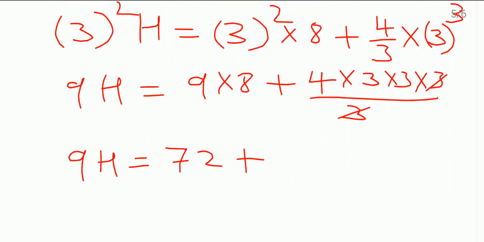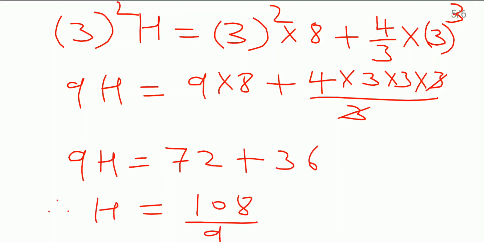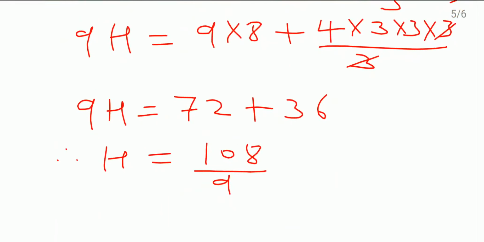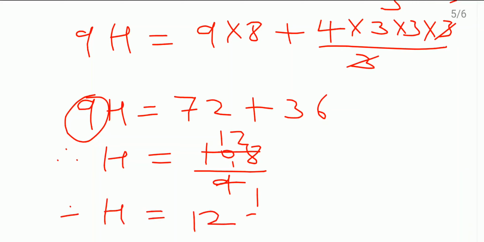This one is 72 plus 9 into 4, 36. So 36 here, which comes as 108 divided by 9. So this H, I brought this 9 here at the denominator. Okay. So now 9 ones are 9, 9 twos are 18, so the height of the drum comes as 12 centimeter. Correct? So in this way we get the height of the drum here and we complete our basic question paper. I hope all of you understood all the sums. Thank you.